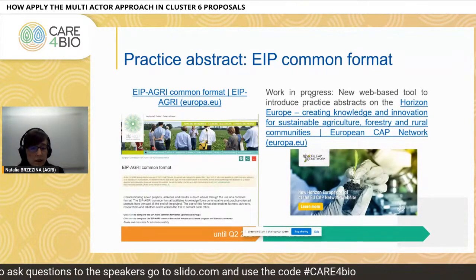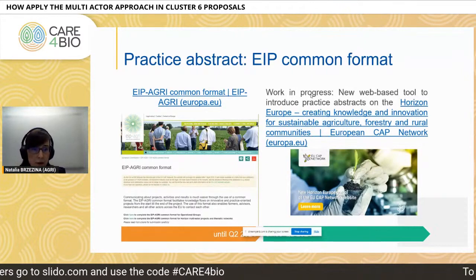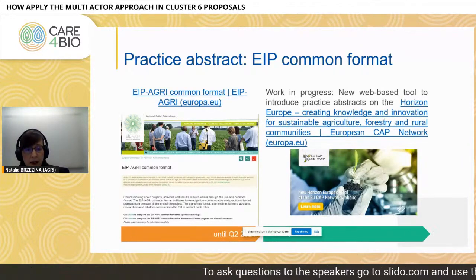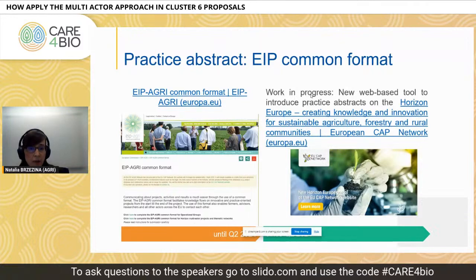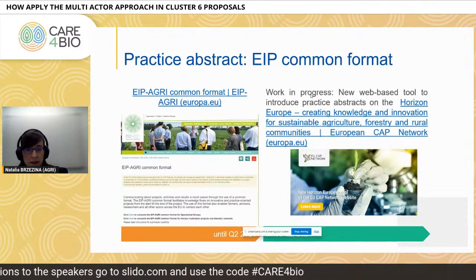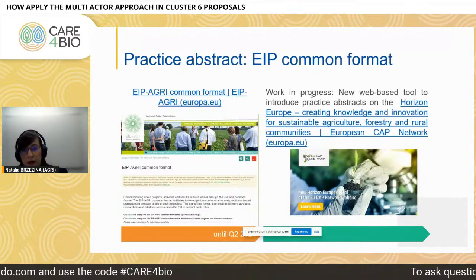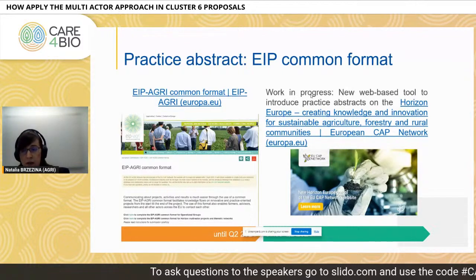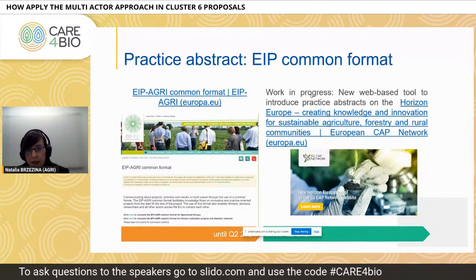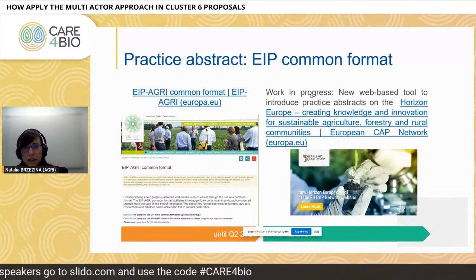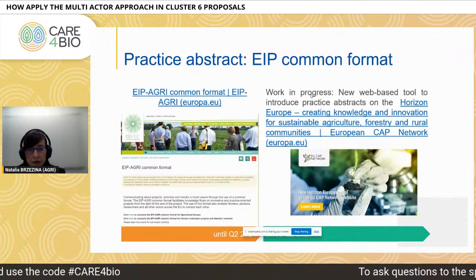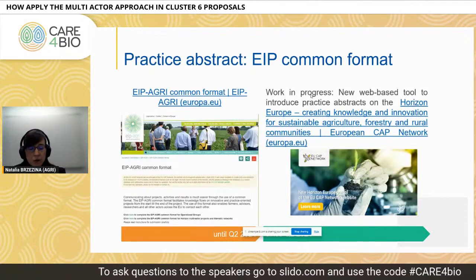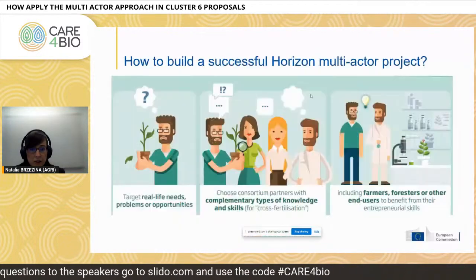Now, until quarter 2 of 2024, we will continue using the Excel file for the EIP Agri common format that is on the old EIP Agri website. And then since the second quarter of 2024, we are working on a new web-based tool to introduce the practice abstracts directly on the EU CAP network that will then feed into the database on the EU CAP network. But concrete dates we will communicate when the web-based tool is ready to use by you. So we will ensure really wide communication that this information will get to you in due time.